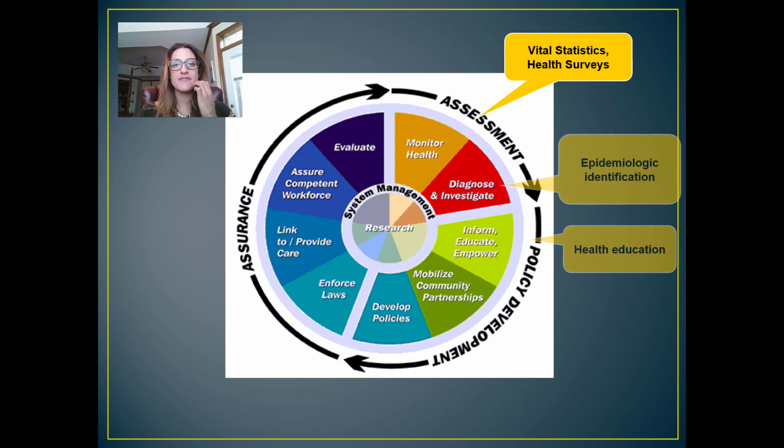Next up, you want to develop policies. What overarching rules can we create that'll help mitigate or even prevent disease, right? Giving the example of again, obesity. How can we make sure that people know the caloric intake or the nutritional value of the foods they're eating?